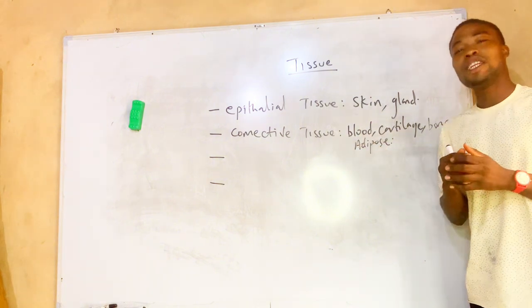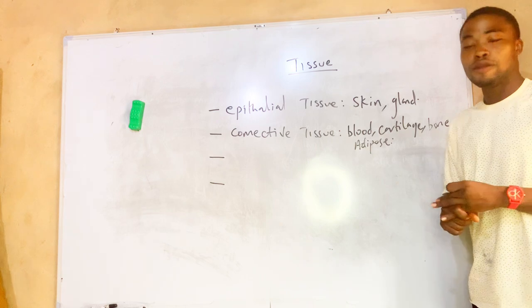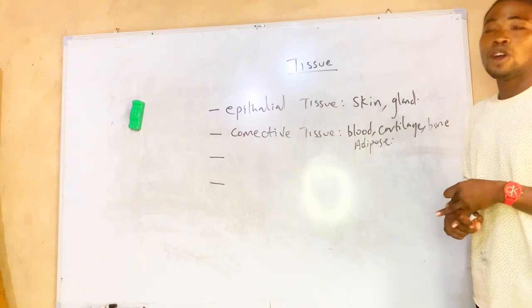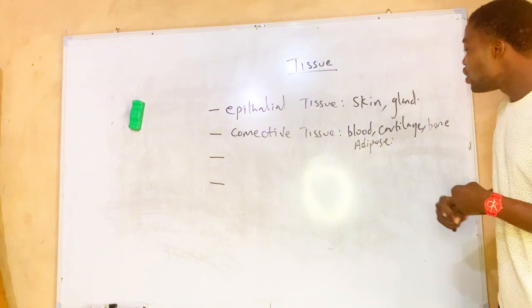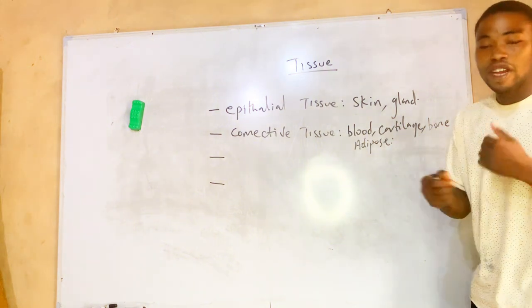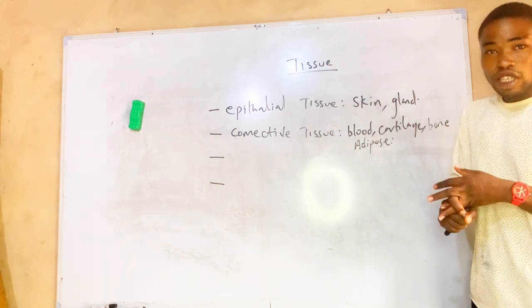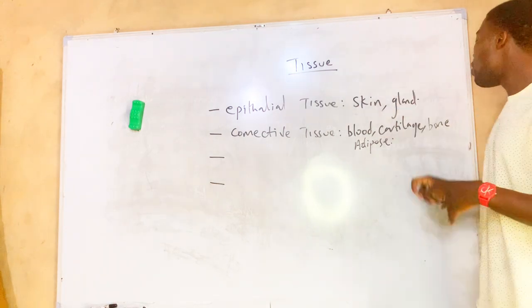Okay, first of all, connective tissues are usually of three types. We have the dense connective tissue, loose connective tissue, and the fluid connective tissue. Now, the dense connective tissues are the ones made up of bones and cartilage. They are very, very dense. They provide support. Do you get? So connective tissue provides support. They bind organs together. So they provide support.